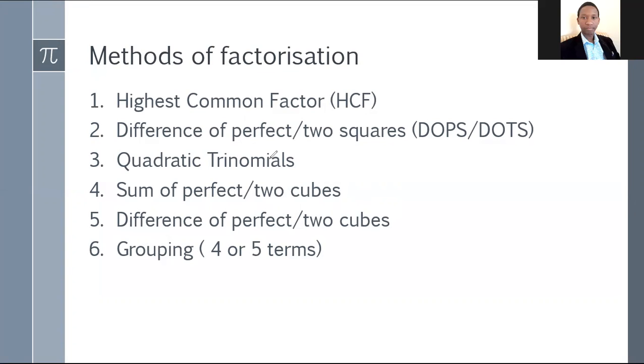Number 4, the sum of perfect cubes, or two cubes, as well as the difference of perfect cubes, or two cubes. And finally, we will conclude this topic by looking at factorization by grouping. This is where you are given 4 or 5 terms. Within some of the examples, I will include some level 3 questions. This is known as complex procedure questions, and it basically requires you to use a combination of 2 or more methods in order to arrive at a simplified, or rather factorized, form of an expression. Without any further ado, guys, let's get to this.